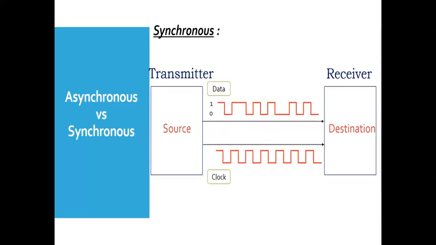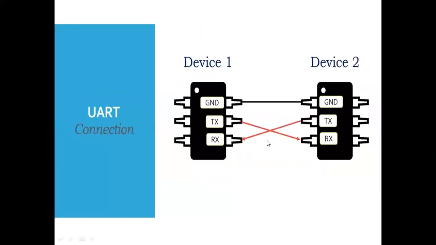Synchronous means here transmitter and receiver will be synchronized with the clock. So both are synchronized with the clock. Here data lines are there. You are sending in parallel along with the data line. You are sending the clock. So that means the transmitter and receiver both should synchronize with this common clock. This is the synchronous type of communication.